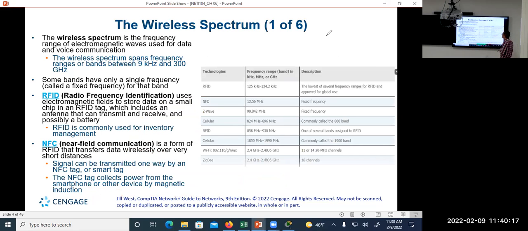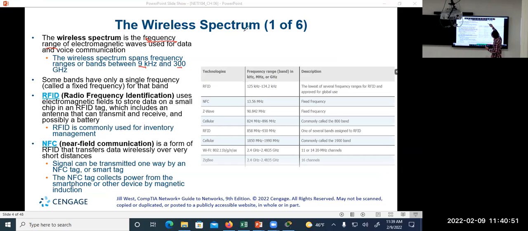So you have some definitions. The first thing is the wireless spectrum. The wireless spectrum is a frequency range. It is the frequency range of the electromagnetic waves used for data and voice communication. The wireless spectrum spans frequencies in the band between 9 kHz and 300 GHz. So you can think about what a hertz is.